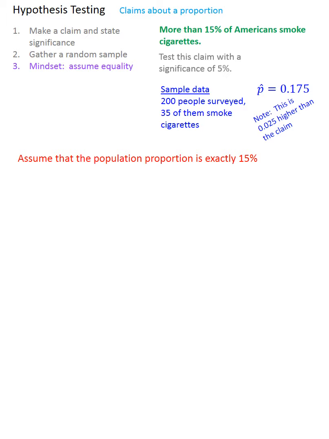But putting aside the names, let's get to the actual mathematics. So we're in the mindset of equality here. We're assuming that exactly 15% of Americans smoke, and we're assuming this for calculation purposes. Let's imagine what a sampling distribution would look like in that case. Here's a sampling distribution of p hat, and when I say p hat here, I don't mean the 17.5% specifically that we got in our sample.